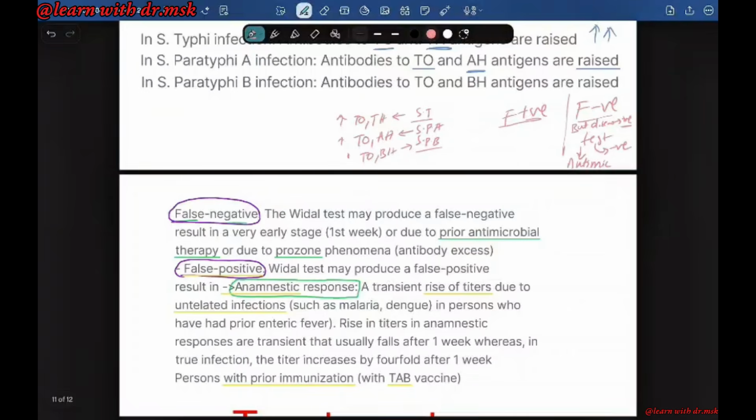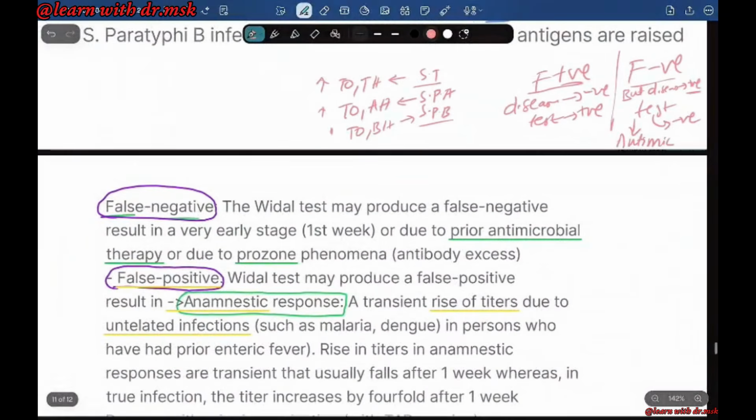What is meant by false positive, sir? Here the disease is negative, but the test is showing positive. Sir, how can that happen? If the test is positive and the disease is not there, where can we see this? This is the type of anamnestic response. What is meant by anamnestic response, sir? There is no particular infection, but the titer can rise due to other infections, not because of this particular infection.